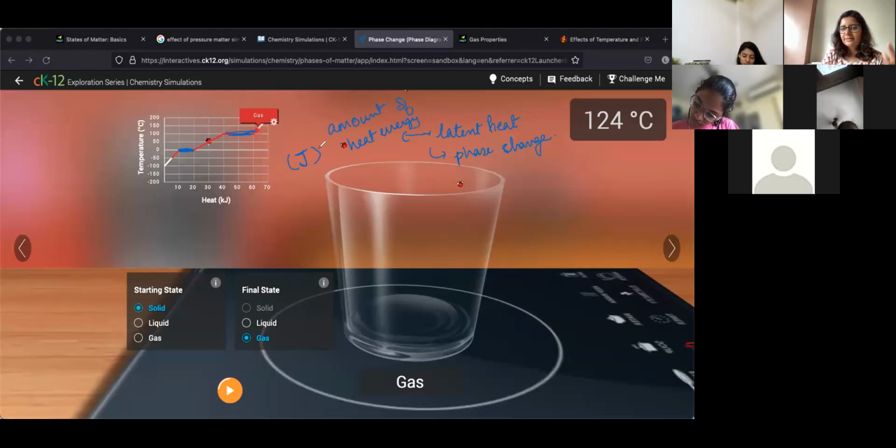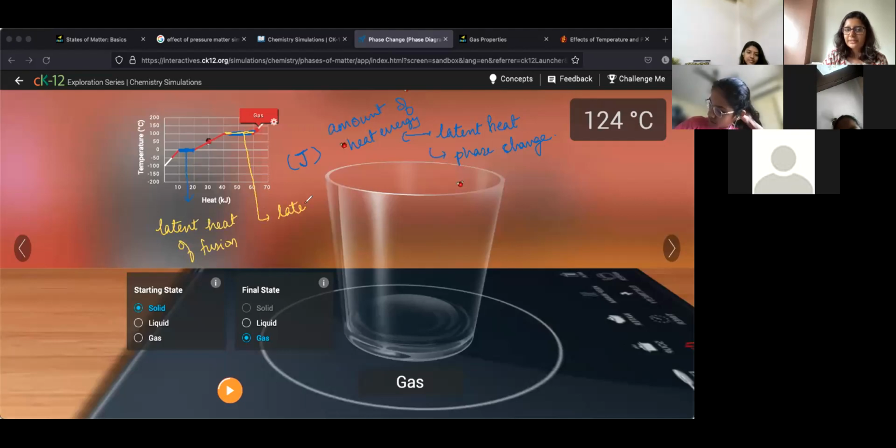So energy, calories, joules, right? Like that way, joules is the SI unit for heat energy. It's a physical quantity that you can measure. So when it is used for solid to liquid, that is latent heat of fusion. This is the heat energy, right? And the energy that's used to convert liquid into gas, when boiling is happening, that is called latent heat of vaporization.